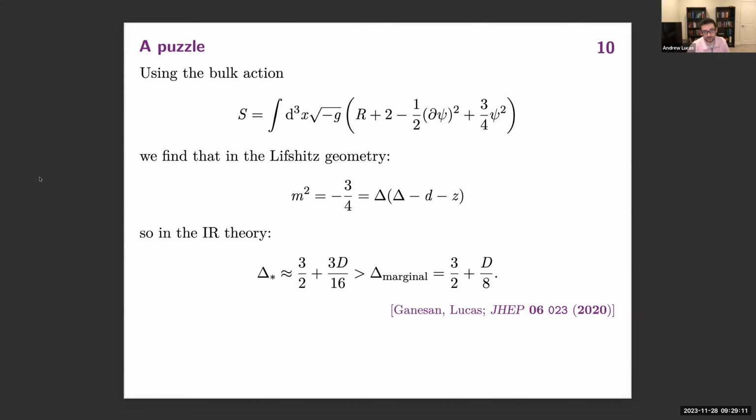And you find that in this Lifshitz fixed point, the IR scaling dimension turns out to be 3/2 plus 3D/16. Now, with the value Z equals 1 plus D/8, you can calculate what the dimension of marginal disorder, Harris marginal disorder would be. And it turns out to be 3/2 plus D/8. And we were unhappy because 3/16 is greater than 1/8. Okay. So this means that in the IR theory, we actually have irrelevant disorder. And that's alarming because how can irrelevant disorder support a non-trivial fixed point?